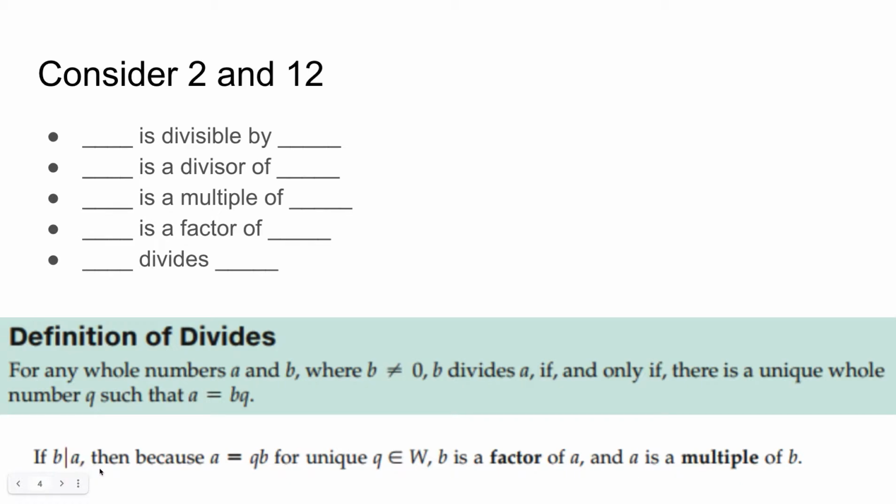b divides a because a is equal to b times some quotient. So b is the divisor and a is the multiple. The divisor is a factor as well, right? So we can say b is a factor of a and a is a multiple of b. We read this notation as b divides a. So b is a smaller number, a is a bigger number, like 2 divides 12.